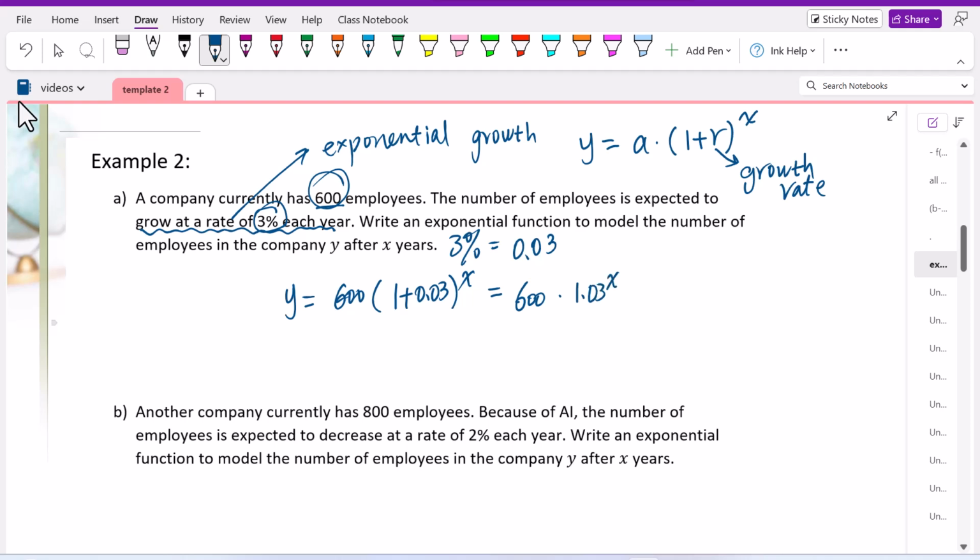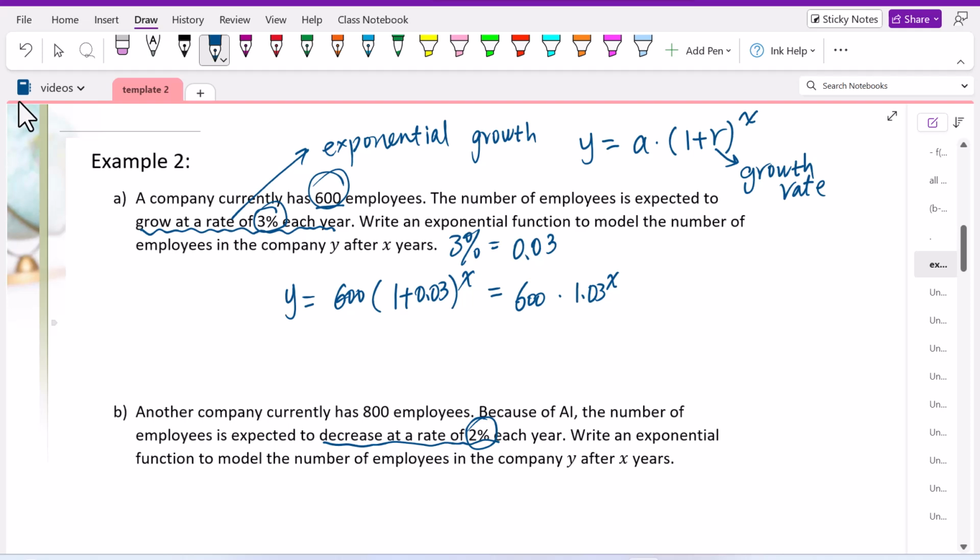Let's go to B. Another company currently has 800 employees. Because of AI, the number of employees is expected to decrease at a rate of 2% each year. Write an exponential function to model the number of employees in this company, y, after x years.